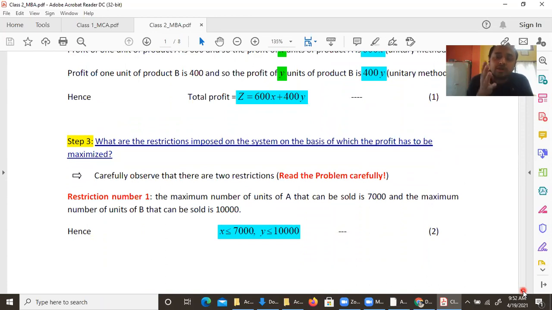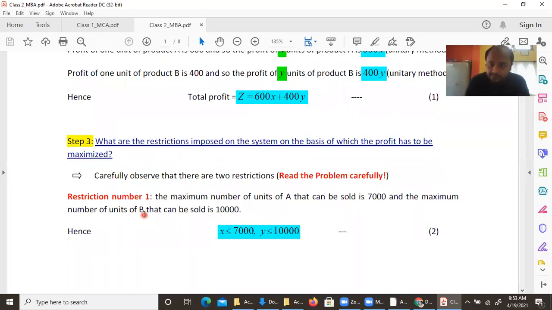What sort of different constraints are present in the problem? We have to identify them. If we go through the problem, we will find various restrictions, and I have named those restrictions carefully. Restriction number 1: the maximum number of units of capital A that can be sold is 7,000, and the maximum number of units of capital B that can be sold is 10,000. When we say the maximum number of things you can sell, I'm putting some sort of upper bound.